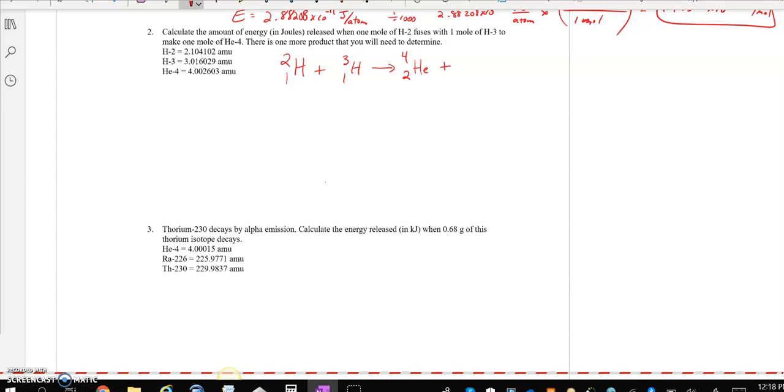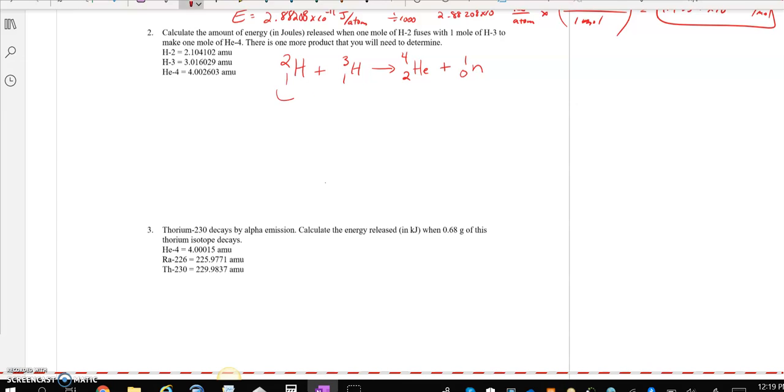Now if you look at the mass numbers, 2 and 3 adds up to 5 on the left, so we need a mass number of 1. And our atomic number on the left is 2, atomic number on the right is 2, so this can't have any atomic number, so what particle has a mass of 1 but is not a proton or an electron? Well, it's a neutron.